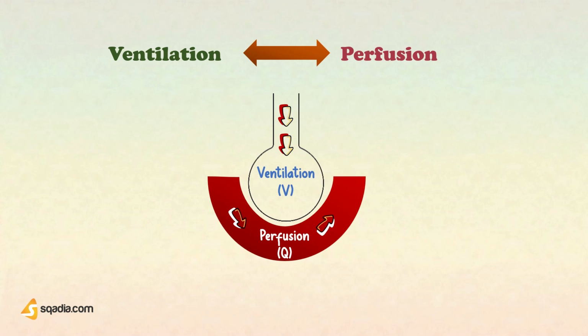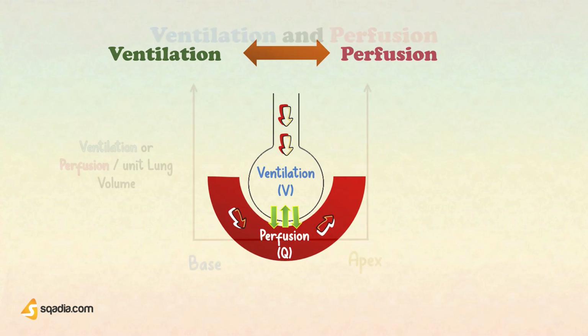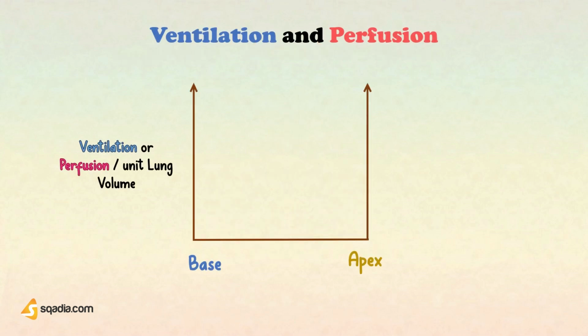We discussed that there is a proper balance between ventilation and perfusion, which is important to ensure the gaseous exchange between the alveoli and the capillaries. So, let's look at the graph to understand this.